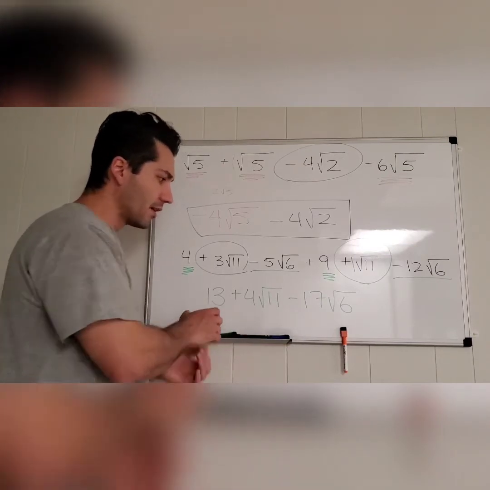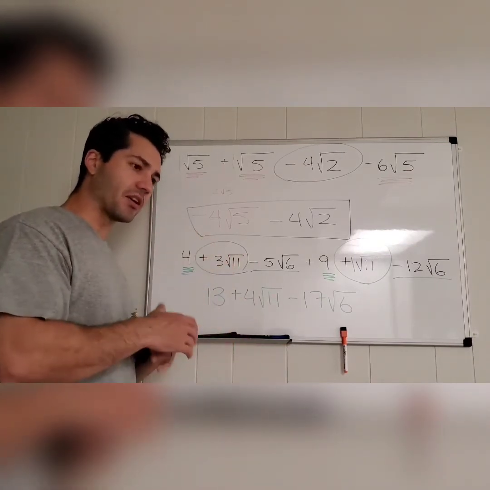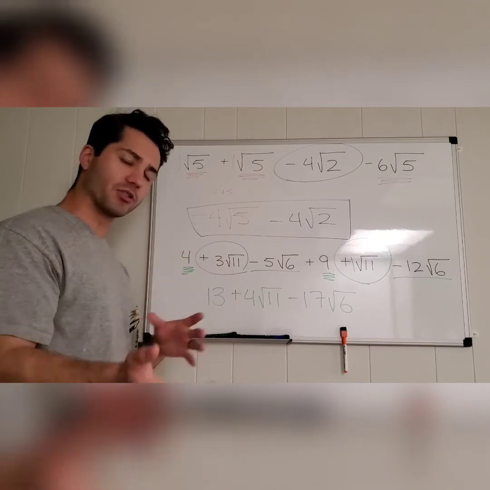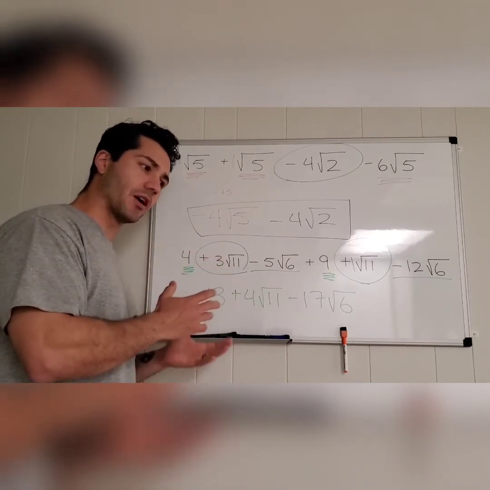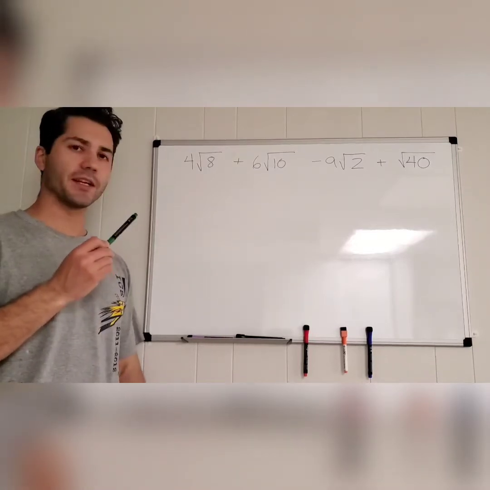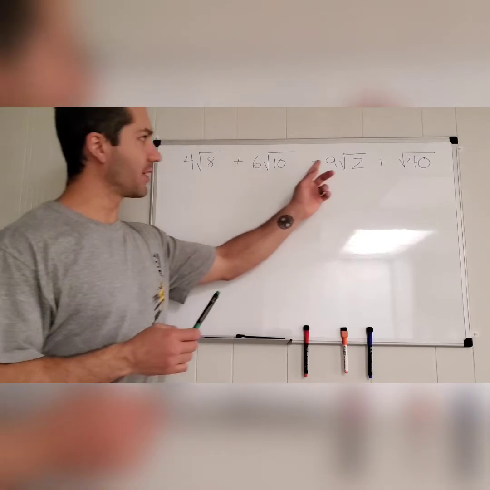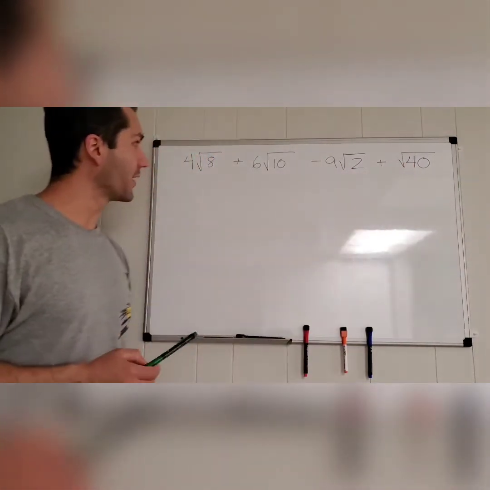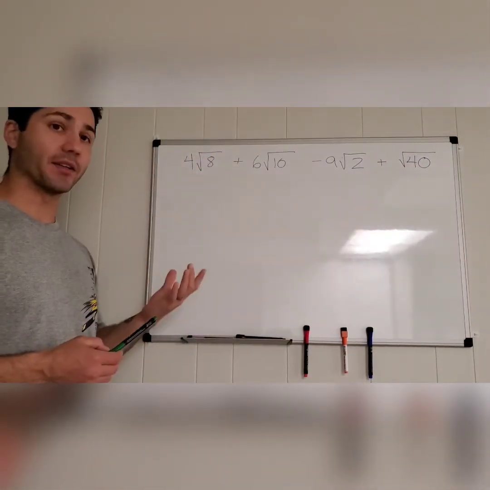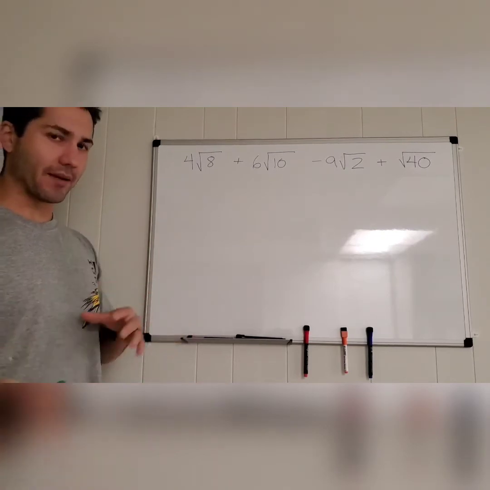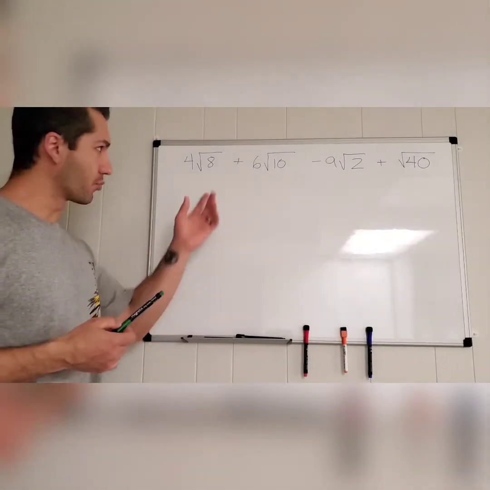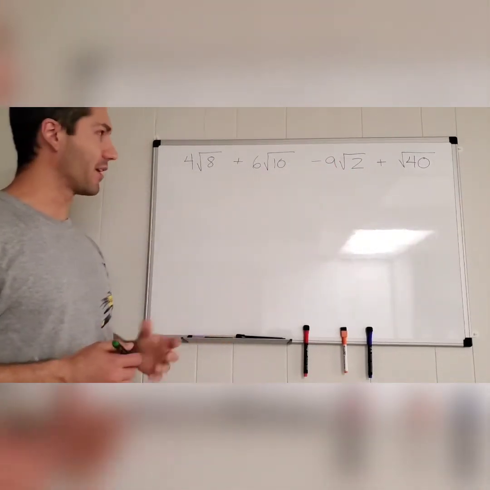All right? Now we're going to do some slightly harder ones. Not harder, just using what you did earlier in the chapter. So at first glance at this one, I don't have any like terms. I see a radical 8, radical 10, radical 2, radical 40. It seems like I can't do anything. However, you've got to remember that the main part of the chapter is breaking down these radicals, simplifying them.